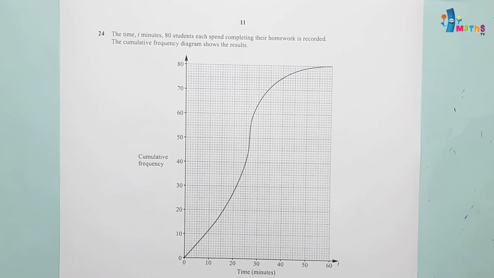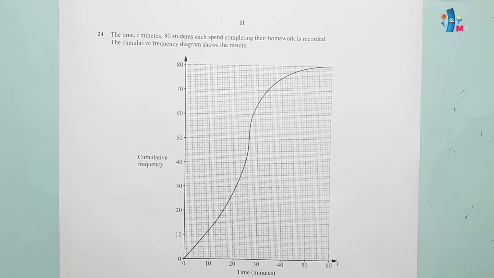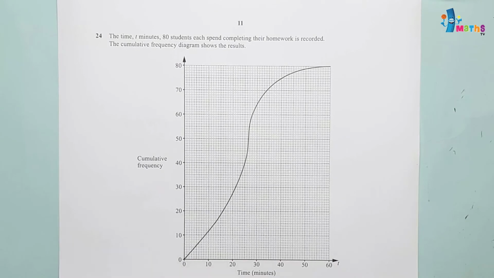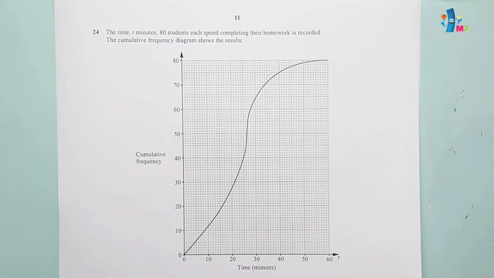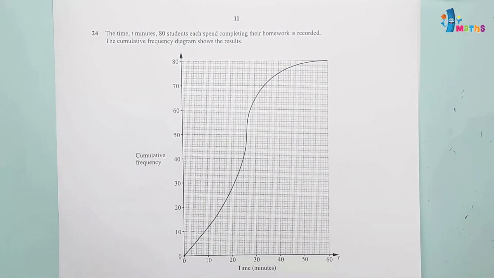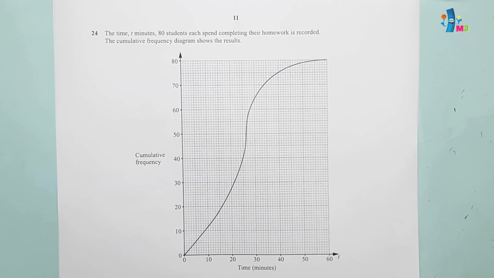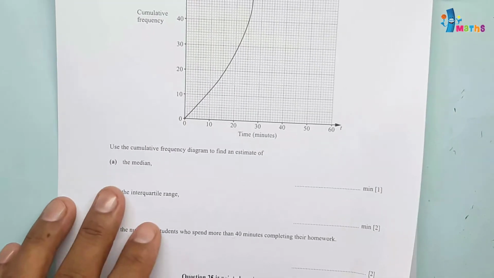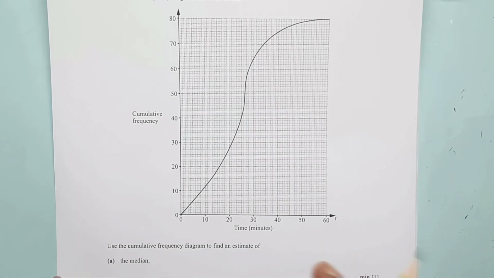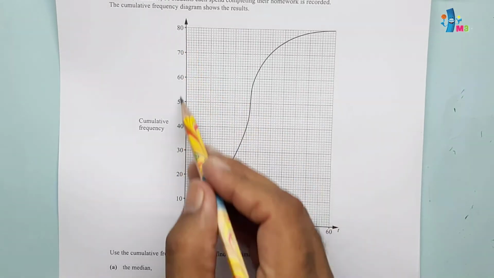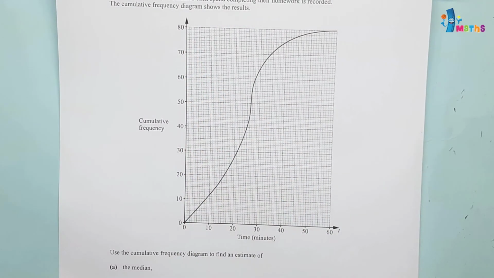Question number 24, cumulative frequency diagram is given. The time t, minutes 80 students each spend completing their homework is recorded. The cumulative frequency diagram shows the results. First of all, what we have to do is we have to find the median, A part, median. Median we know is the middle value, and middle value 80, half of 80 will be 40.